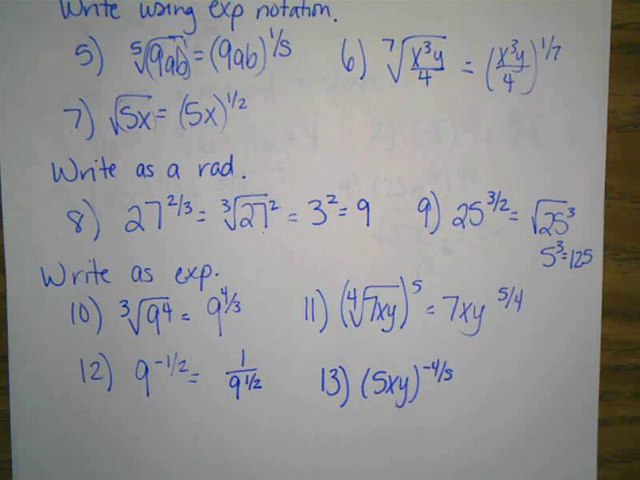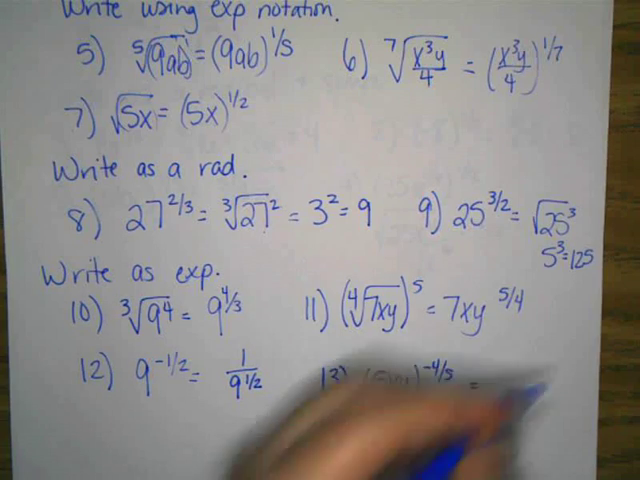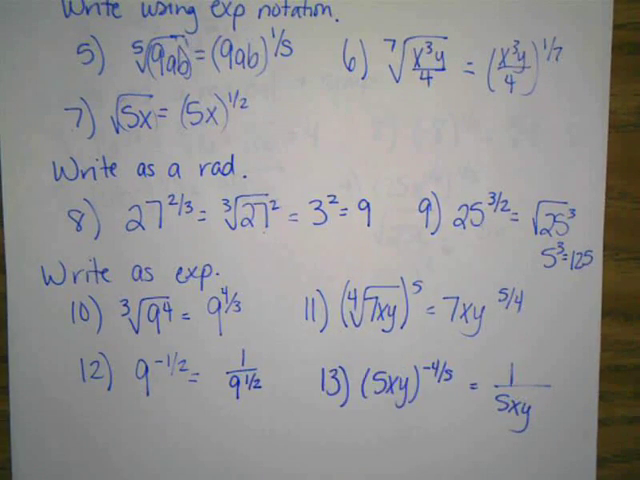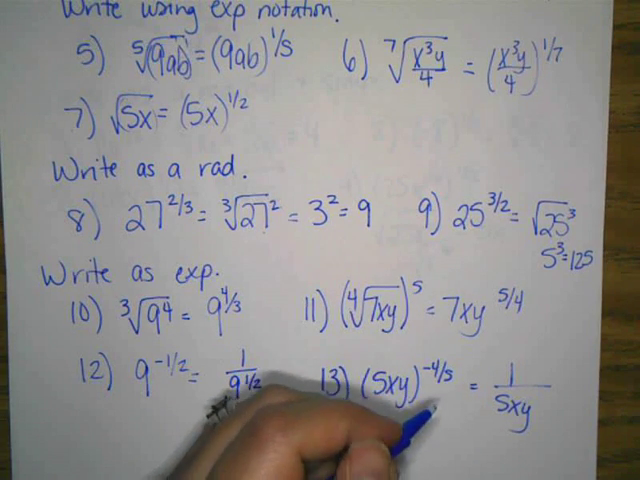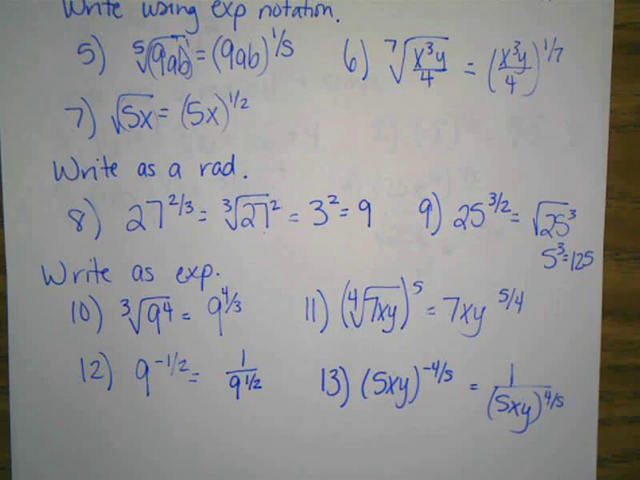5xy all to the negative 4/5 power. So again, this whole term is raised to a negative power, so we move it below the fraction bar. 5xy, and now we have to the positive 4/5 power. We're leaving our answers as exponents. Alright, let's do one more of these.